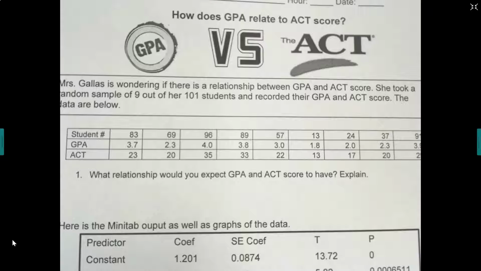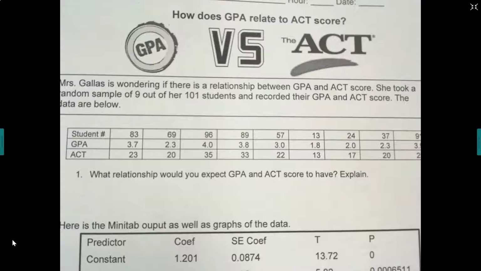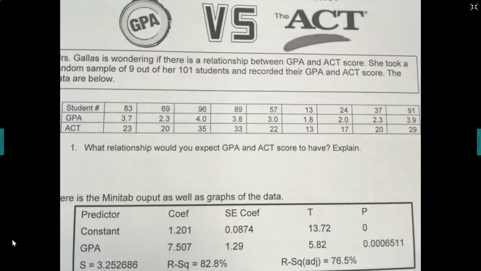Alright, so a teacher, Mrs. Gallus, is wondering if there's a relationship between GPA and ACT scores. She took a random sample of 9 out of her 101 students and recorded their GPA and ACT scores. Here is your data below. The first line, the student number, is not actually part of the data. It looks like she gave them numbers and then randomly picked them based off the numbers. So we have our GPA and our ACT.